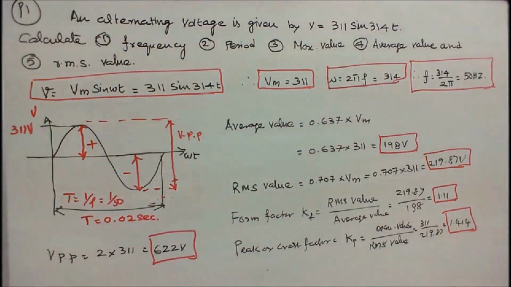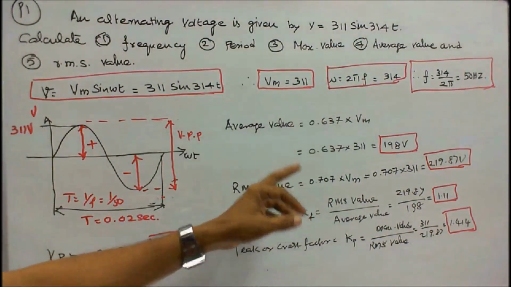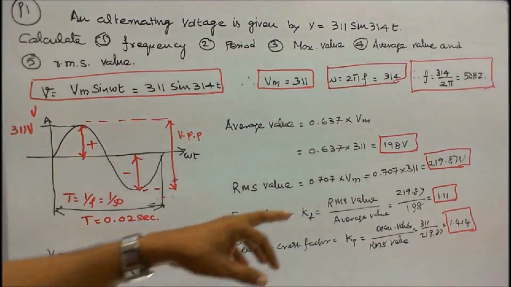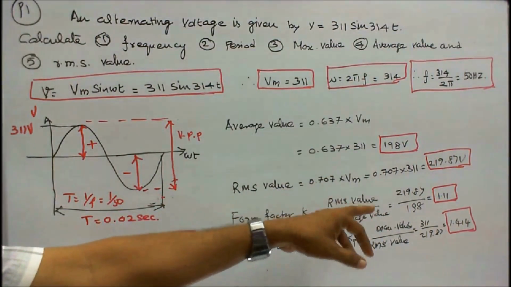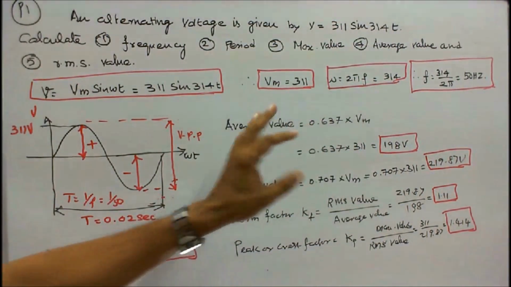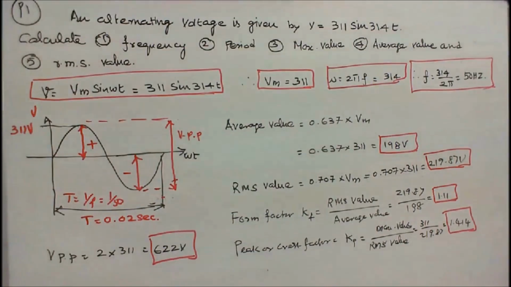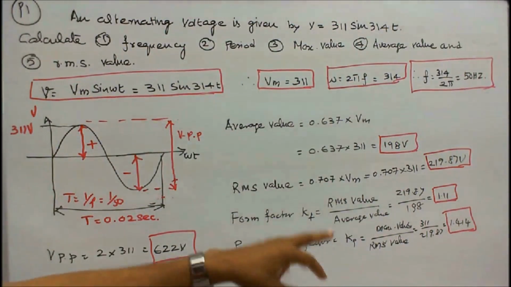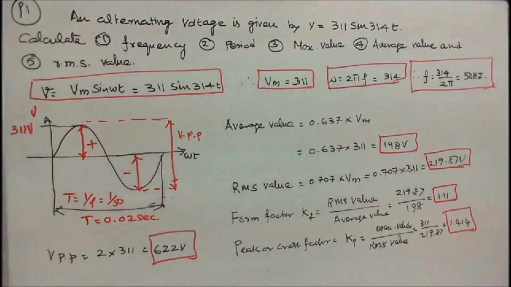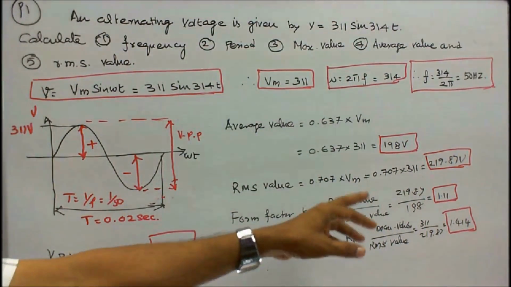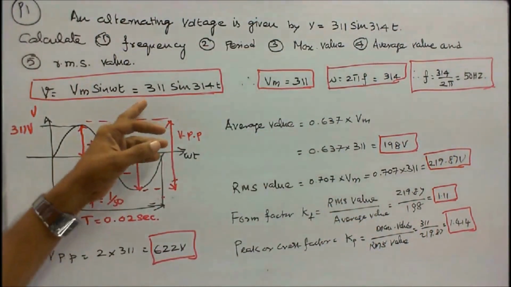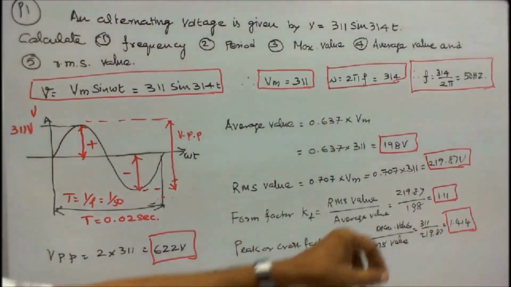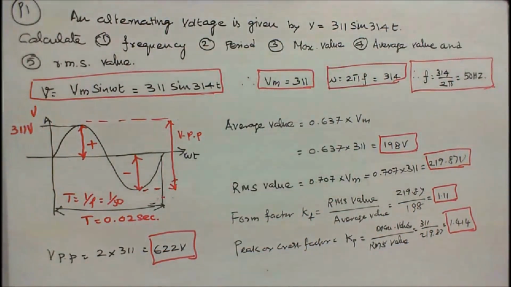I can find form factor and peak factor. Form factor is equal to RMS value divided by average value. 219.87 divided by 198, that is equal to 1.11. It's a sine wave. Peak or crest factor is equal to maximum value divided by RMS value. That is equal to Vm, 311 divided by 219.87, that is equal to 1.414.